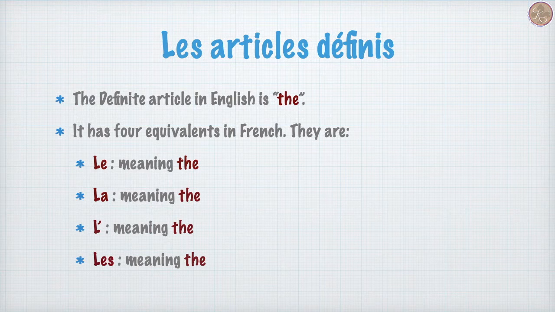Les articles définis in French are le, la, l'apostrophe, and les. 4 different words in French meaning the same in English. They all mean the in English. Le, la, l'apostrophe, les.